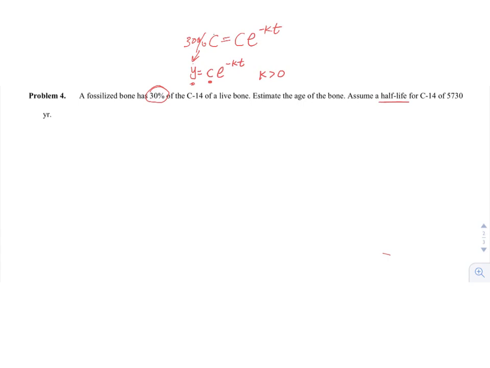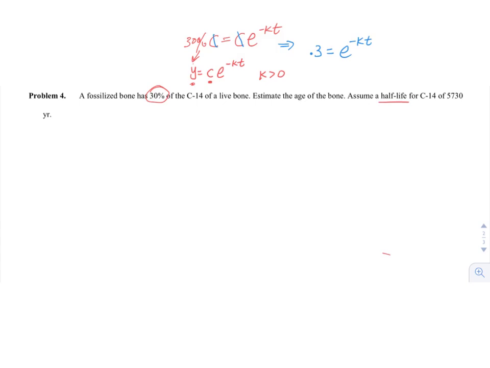Here the c can be cancelled. So we are talking about this equation here: 30%, which means 0.3, equals e to the negative kt. What we need to find is this t, the age of the bone. Before we can do that, we certainly need the k, so now we are going to use this information to find the k.